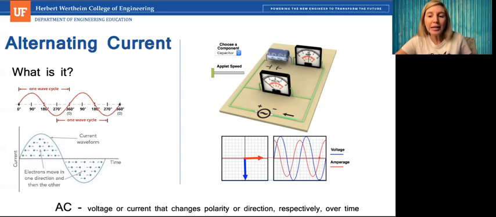So the rate at which the voltage and current change polarity can be quantified as cycles per second. This is usually expressed using the unit hertz, so if you see Hz. In the United States, our electrical power is distributed as a sinusoidal voltage, and it completes about 60 cycles every second. So it has a frequency of 60 hertz. You can see here the alternating voltage and current.